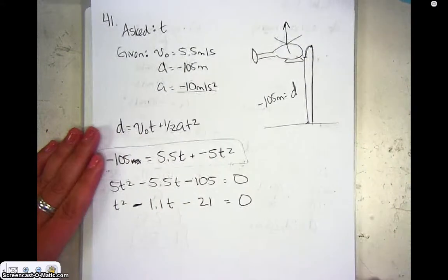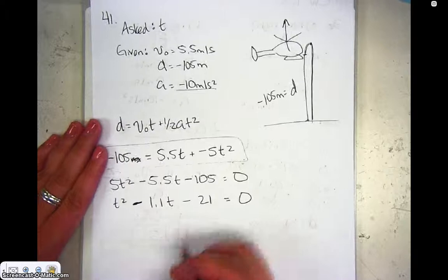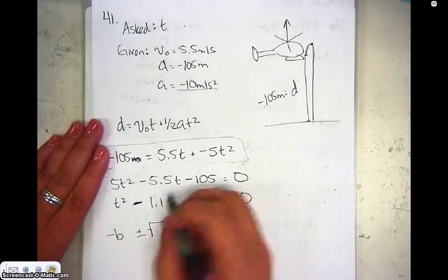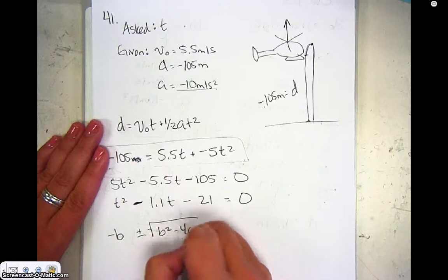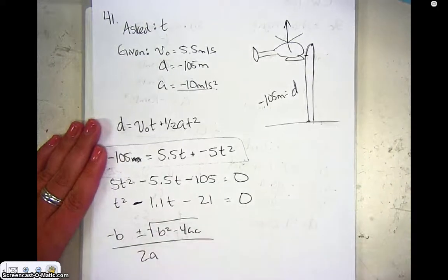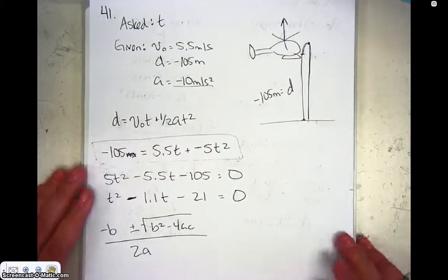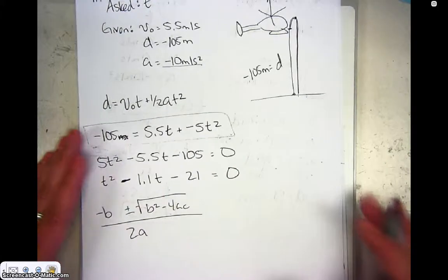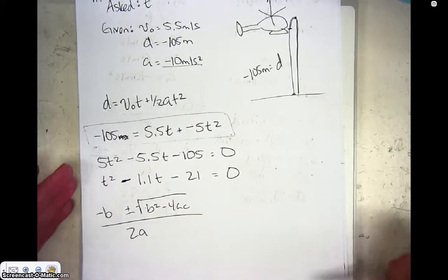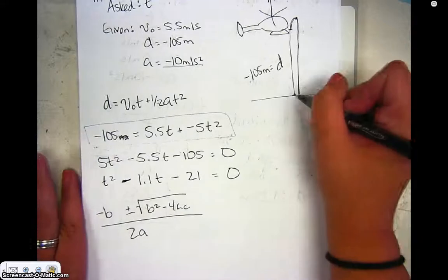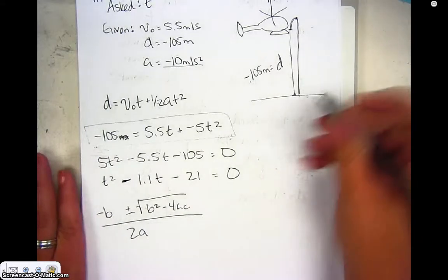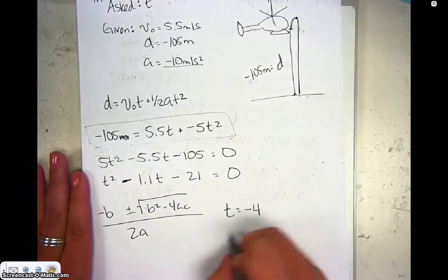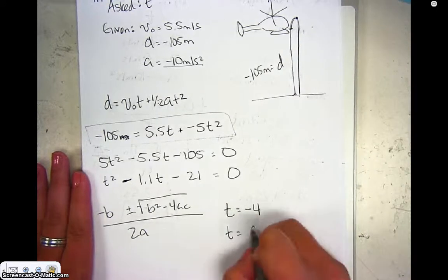Then we're going to plug that into our quadratic formula: the opposite of b, plus or minus the square root of b squared minus 4ac, all over 2a. Make sure that you remember this. I'm not going to go through all the steps of this; you can punch that into a calculator. But with a quadratic, remember that you get two answers because you're getting both intercepts. So the answers are t equals negative 4 and t equals 5.